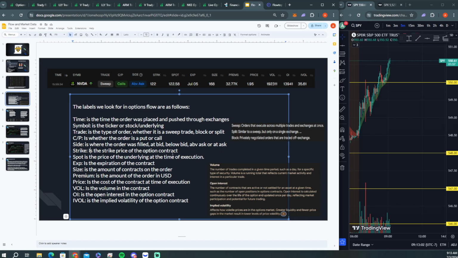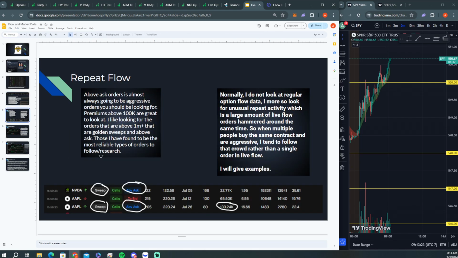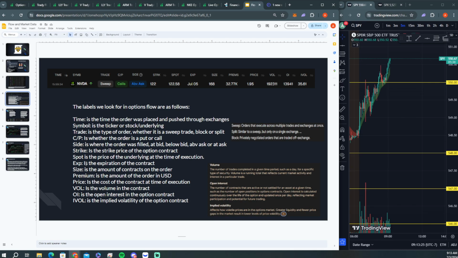Strike is the strike price of the option contract. That one's self-explanatory. So 122 strike price on NVIDIA is this order. And then the spot price is just the price of the underlying at time of execution. So NVIDIA was at 122.58 at the time of execution of this sweep call above ask order. The expiration is just when the contract expires, July 5th. So this one expires on Friday.